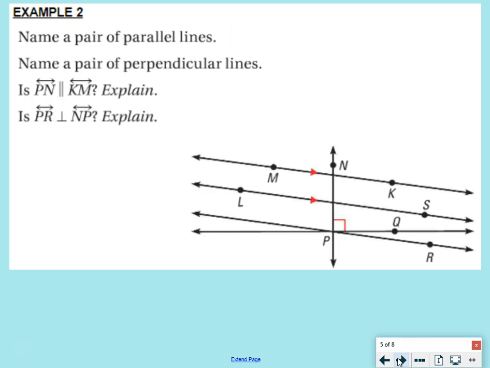Example 2, name a pair of parallel lines. So if we look at our diagram, we need to look for those little arrows, which are right here. So the lines with the arrows are parallel. We can't claim any other lines are parallel. So we would say line MK is parallel to line LS.